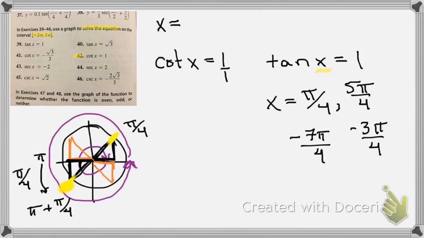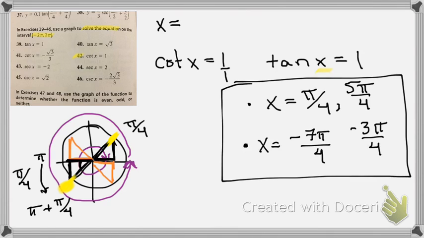And so when I look at this, I went forward 1 full rotation, and those are my angles here. And I went backward 1 rotation, and those are my angles here. And so these are all the solutions. These are all of the angles that make that statement true. So they're my answers.